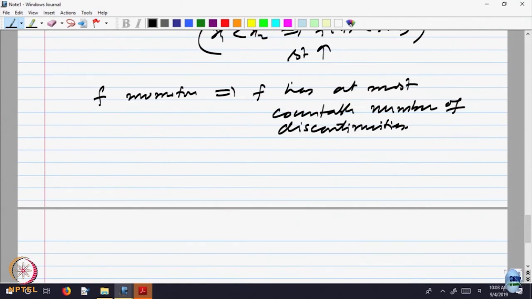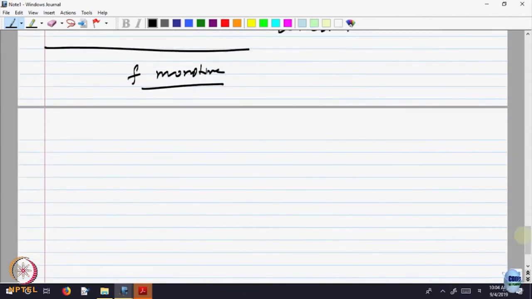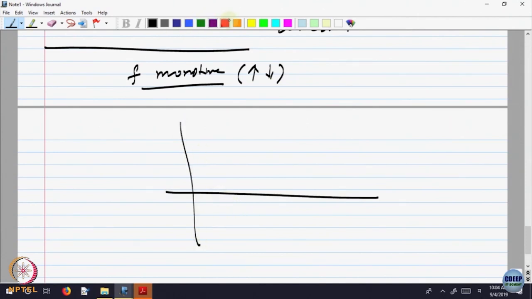Right. So, what I want to say is the following. Let us look at a monotone function f. It is monotone increasing or decreasing. So, let us try to draw a picture of it. This is somewhere A and this is B.